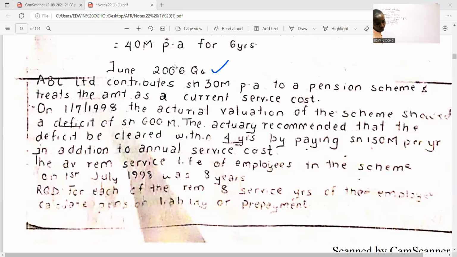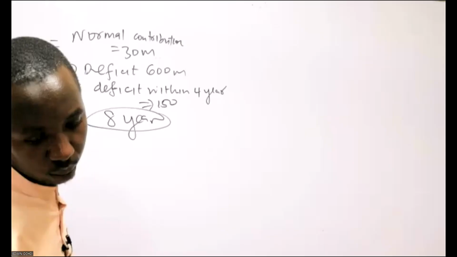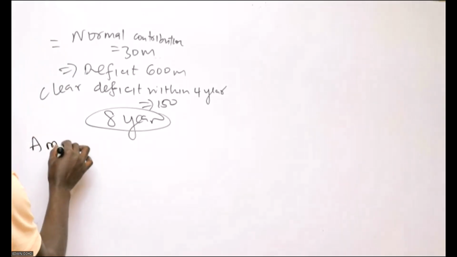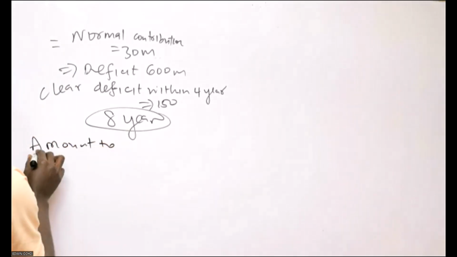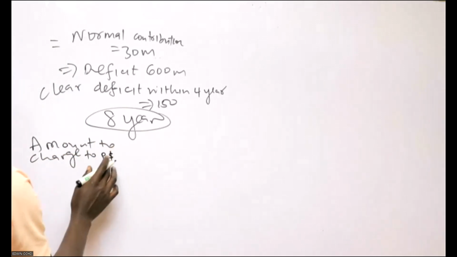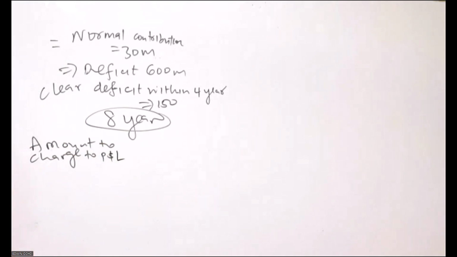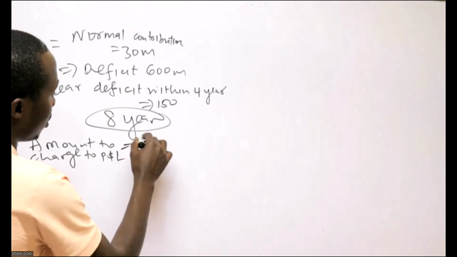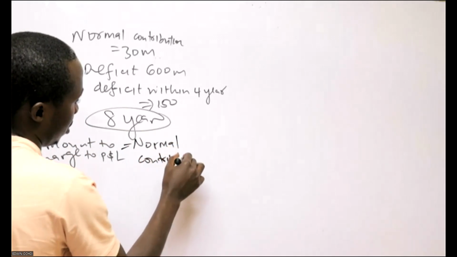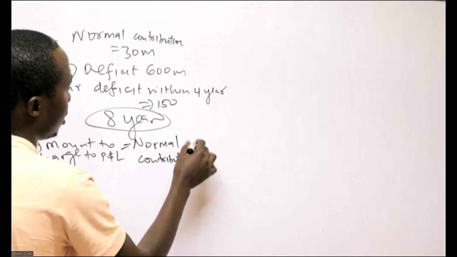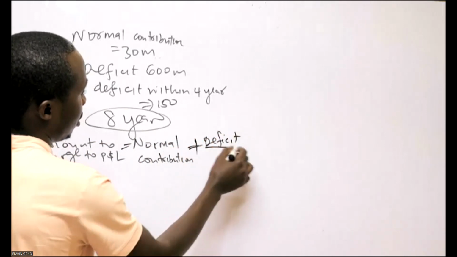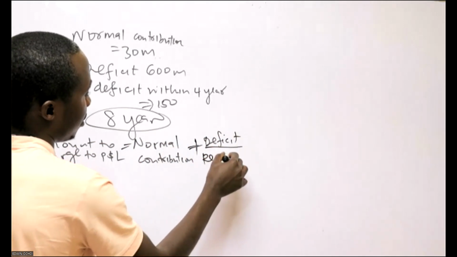So for each of the remaining 8 years, they need pension liability or prepayment. What you do, you know that we said amount to charge to P&L, when there's a deficit, you say normal contribution, deficit you add, over the remaining service life.